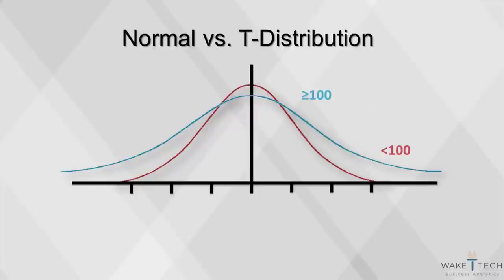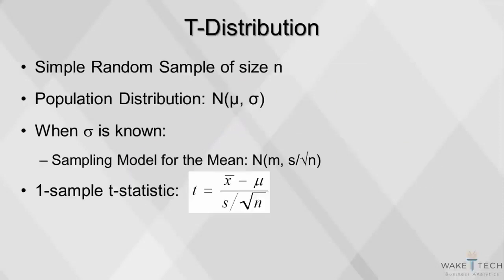The t-distribution is very similar to the standard normal distribution. It also has a bell curve, but the standard deviations are computed from the sample data instead of the population.